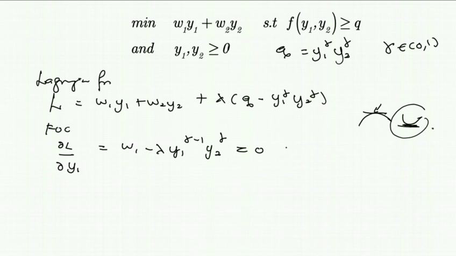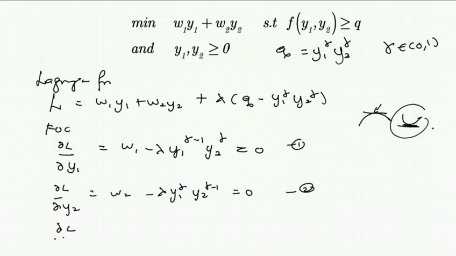All right. So this is the first one. I call it equation 1. Now, we do the second one, delta L over delta Y2. So you're going to have W2 minus lambda, Y1 to the power of gamma, Y2 to the power of gamma minus 1, equal to 0 as well. Then this is equation 2. And the last one here, delta L over delta lambda. Now here you get Q minus Y1 to the gamma, Y2 to the gamma equated to 0. And this one is 3.